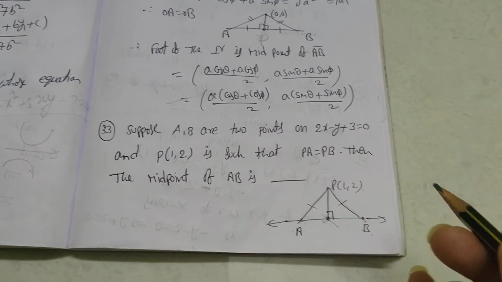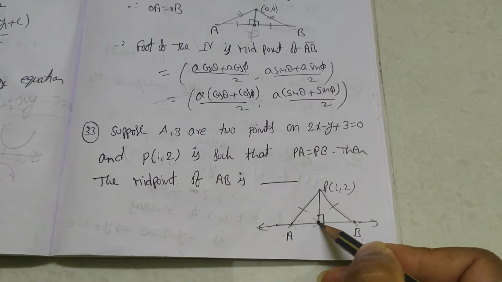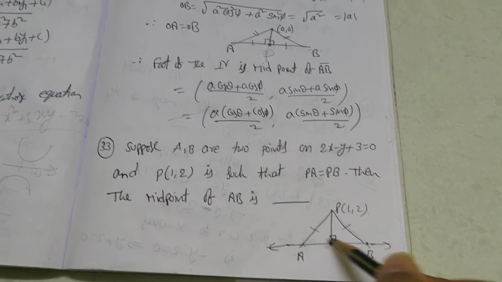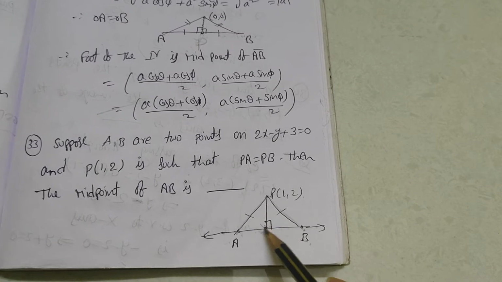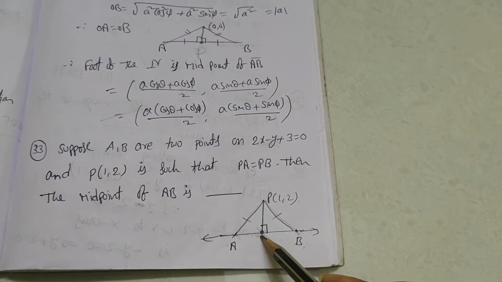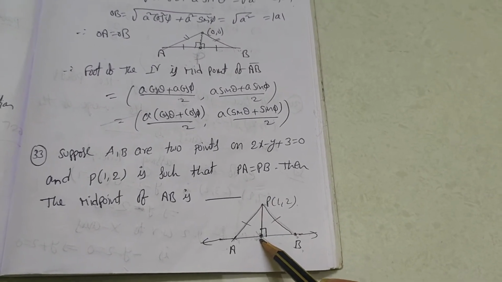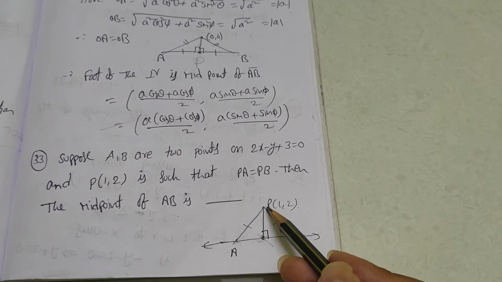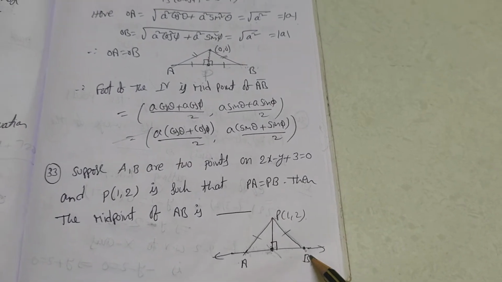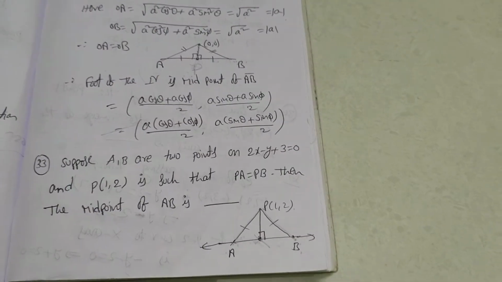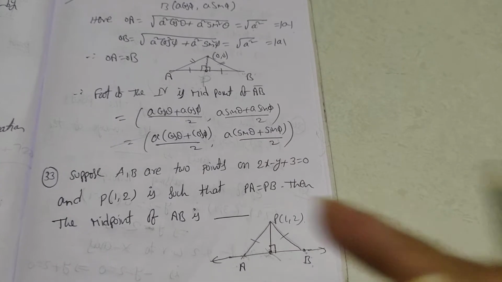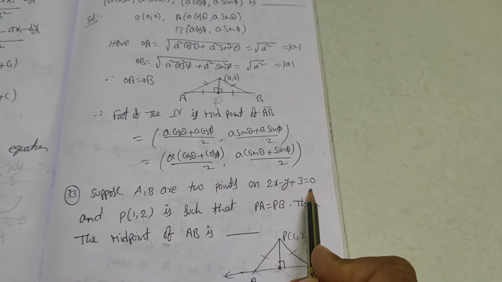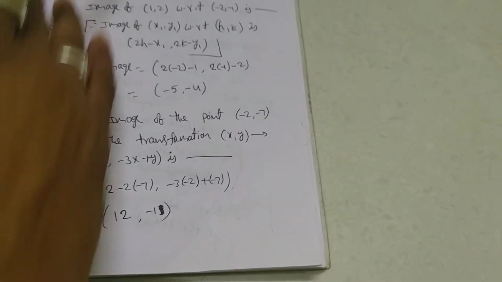Indirectly he is asking the midpoint of AB. Here, by taking the perpendicular, we got the midpoint. So same concept if you apply, if it is the midpoint then it is nothing but perpendicular. So what he is asking indirectly is the foot of the perpendicular of P on the line 2x minus y plus 3 is equal to 0. So what we have to find out is the foot of the perpendicular of P with respect to the line 2x minus y plus 3 is equal to 0. That is the concept. So apply the formula.